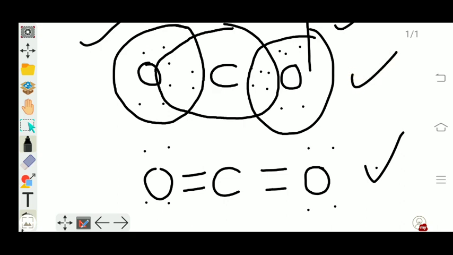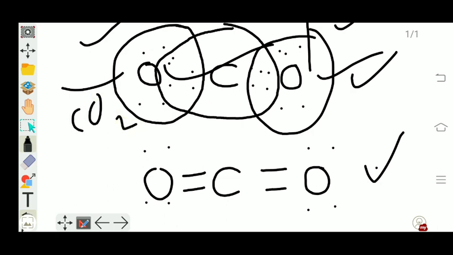See here, again I will tell, this carbon has 8 electrons, 1 to 8. This is the octet rule for oxygen, this is the octet rule for oxygen, and this is the octet rule for carbon. This is the dot structure representation of CO2 and CH4.